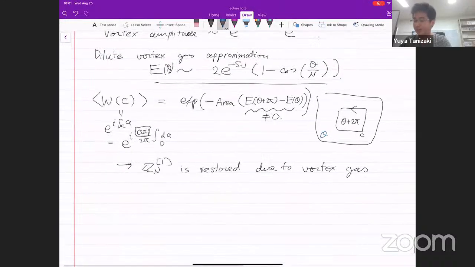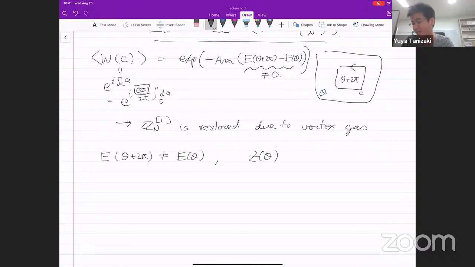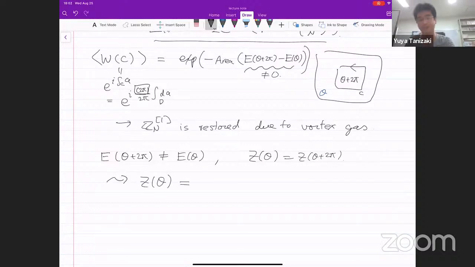Yeah, I see. I want to say that at least the cusp indeed exists. So the point is E of theta plus 2 pi is not equal to E of theta, although the original partition function should satisfy this. So this says that the actual partition function with theta should be given by something like this, minus this time volume of E of theta plus 2 pi k.